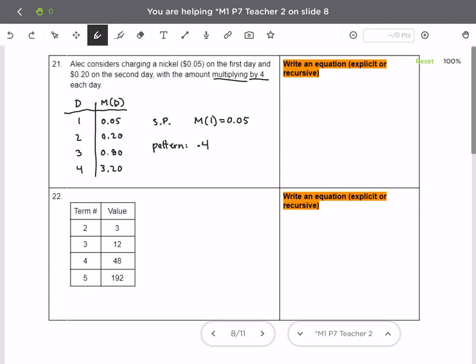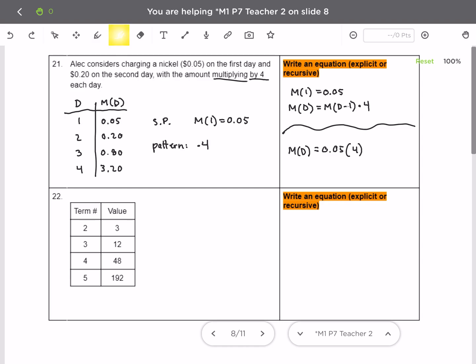And so, guys, we already have the recursive equation. The money at day 1 is equal to a nickel. And the current amount of money is going to equal the previous amount of money times 4. So if you went recursive, you should have something like that. In terms of explicit, it's the current equals the starting output times your pattern.